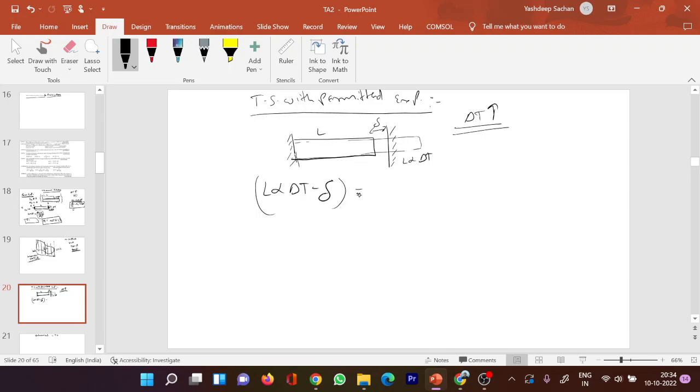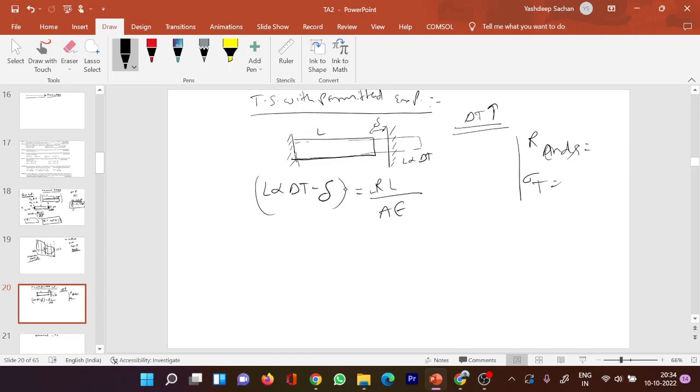Now it may ask two things: what would be the reaction here at the ends, and the other is the thermal stress. For the reaction, till this delta, no reaction is there. So now what we'll do? Reaction would be R. L alpha delta T minus delta equals R L by A E. Correct? Now we can find the R from here.